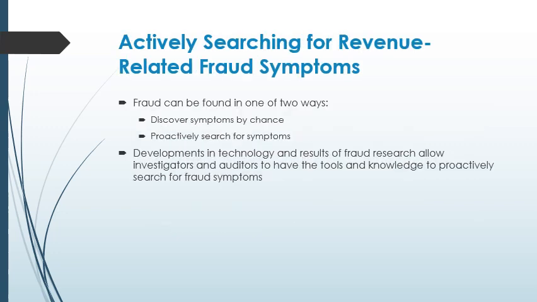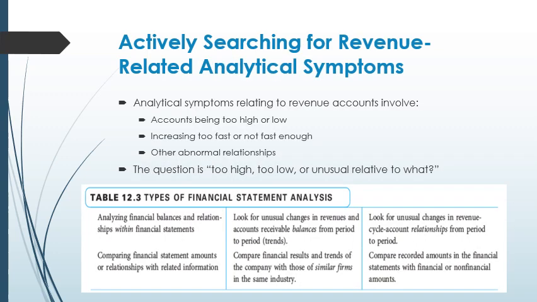So when searching for revenue-related fraud symptoms, fraud can be found in two ways. One, by discovering symptoms by chance, or two, by proactively searching for the symptoms. Developments in technology and results of fraud research allow investigators and auditors to have the tools and knowledge to proactively search for fraud symptoms.